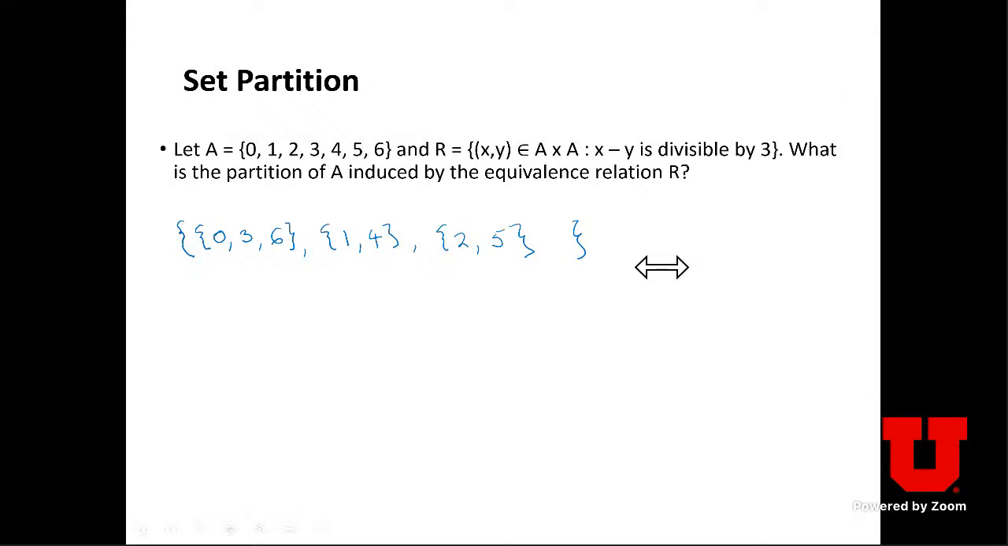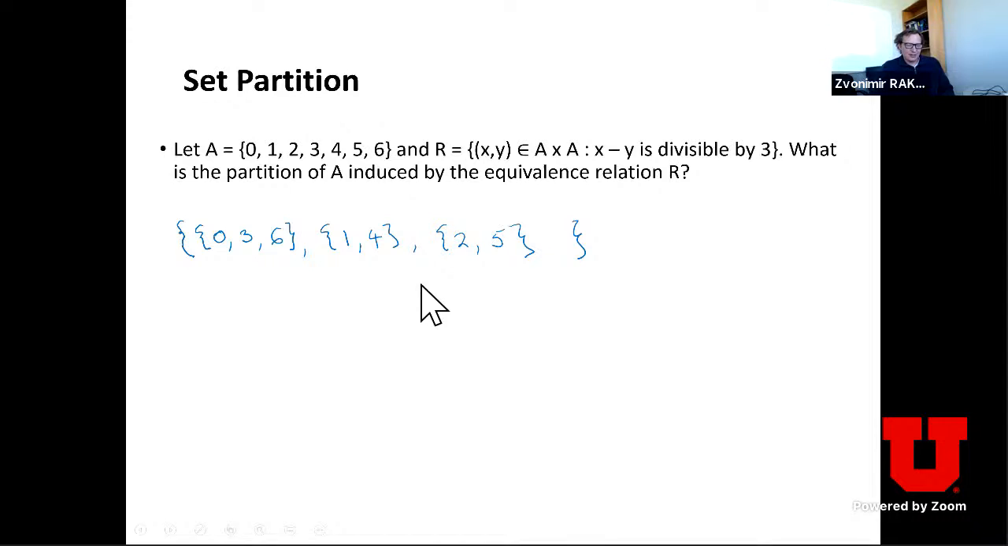No. So the order doesn't matter. There's a question if the order matters. Note that these are all sets, and so the order of the elements within the set doesn't matter. Pairs are different, right? If you have a pair, the order matters. In sets, it doesn't matter. So the order doesn't matter. Any other questions? Okay.